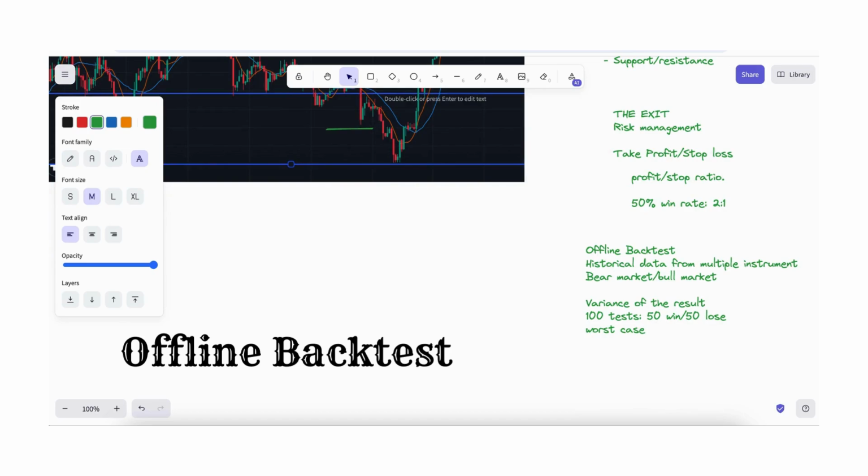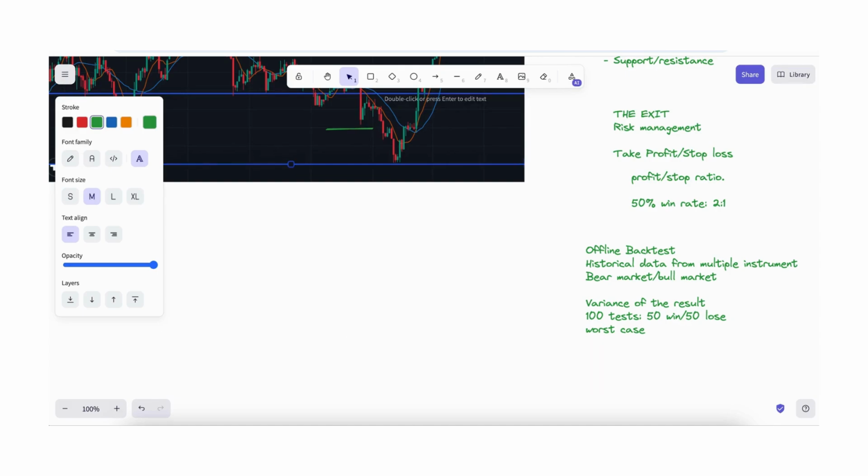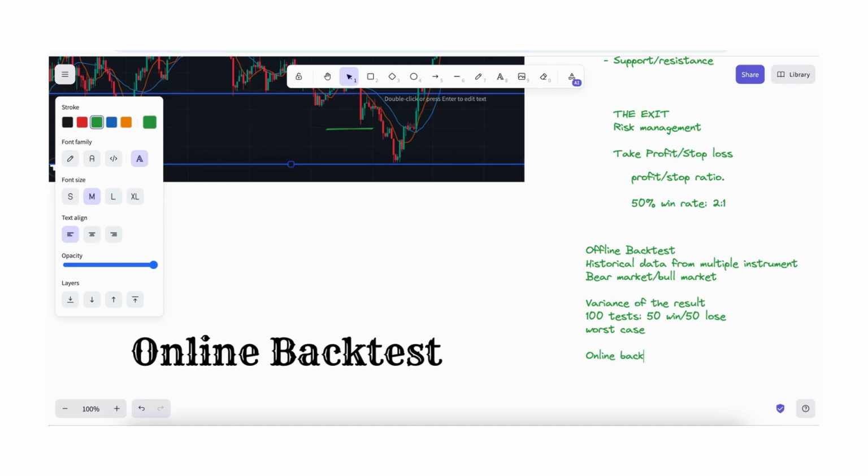Okay. So the next thing you do is an online backtest. Sometimes your offline backtest and online backtest may not be the exact same thing, because the online backtest will verify that you are not using data from your future. I'll give you a great example here.